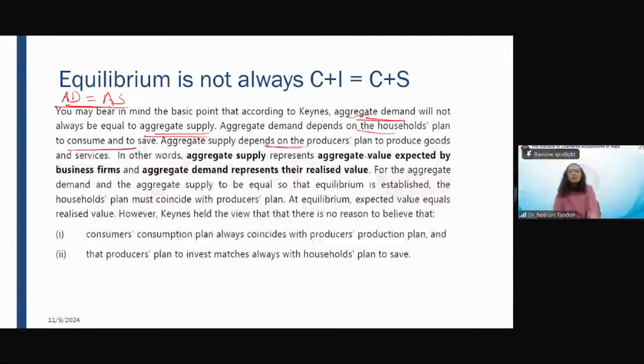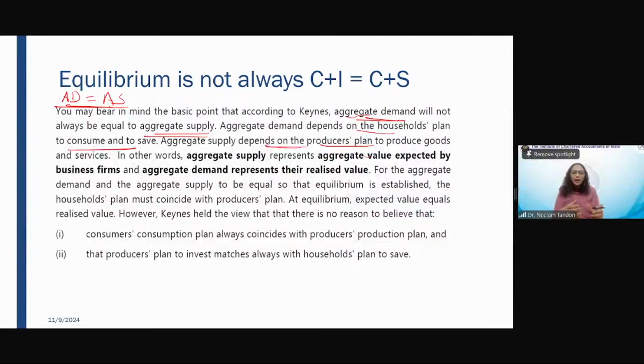Aggregate supply depends on what? How much producers plan to produce. These are two different players. Producers think about consumers, households, how much they want to buy, and consumers decide based on their income and preference for spending. So these are two different players, and that is why it becomes very difficult for corporates to know the exact demand created by consumers or the household sector, and that's why there is a gap between aggregate demand and aggregate supply.